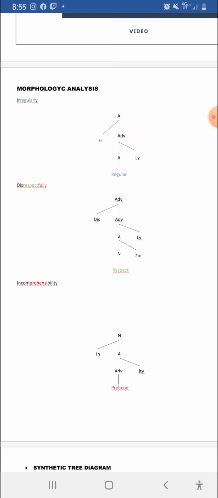We will continue putting the prefix that is on the left side, putting a line. Now that we have finished with the suffix and prefix, in conclusion, the whole word irregularly is an adjective. In this way, we have concluded the first example of a morphological tree.